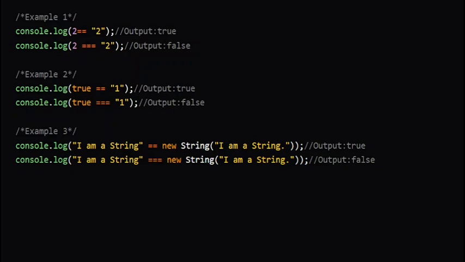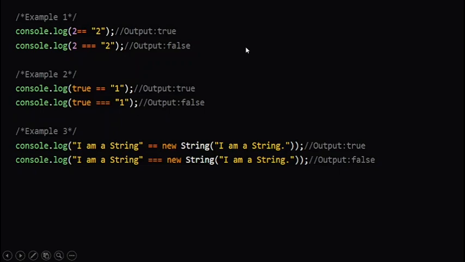But with the triple equal sign, it sees the types are different. 2 is the number and 2 is the string. So it returns false. That's why it is returning false.